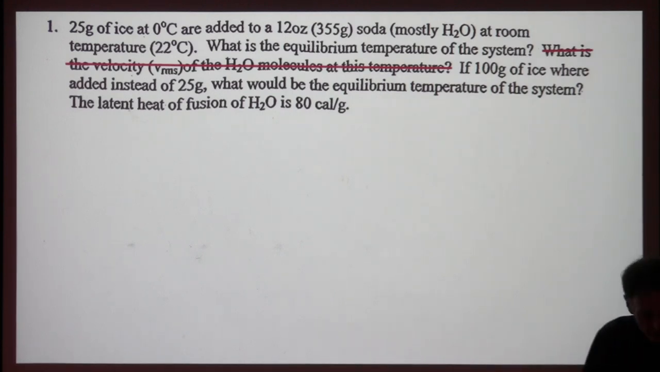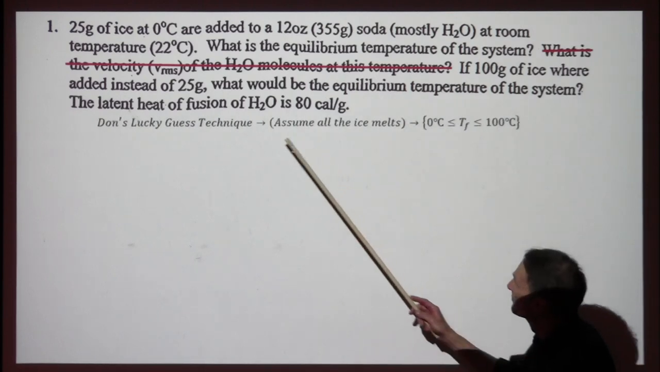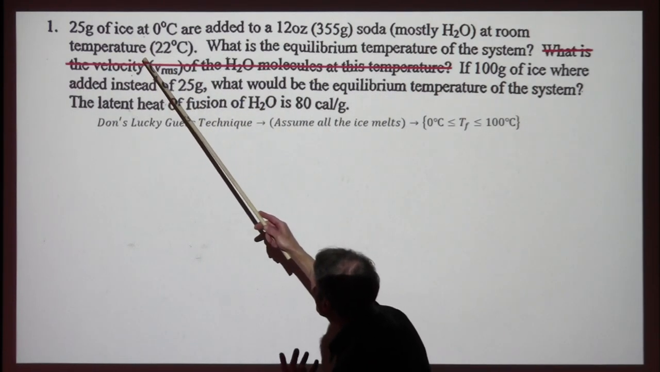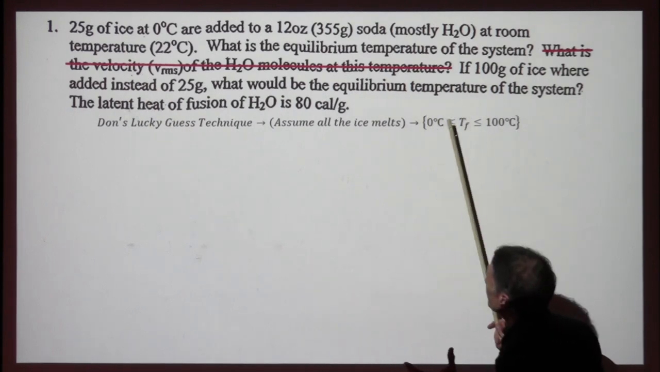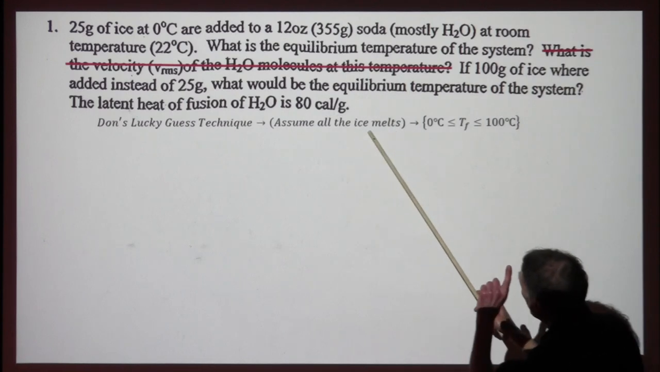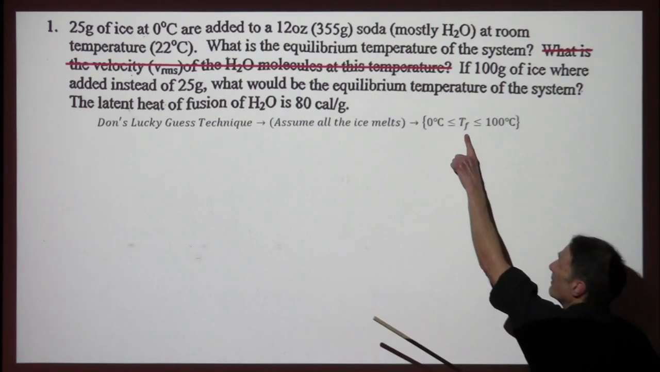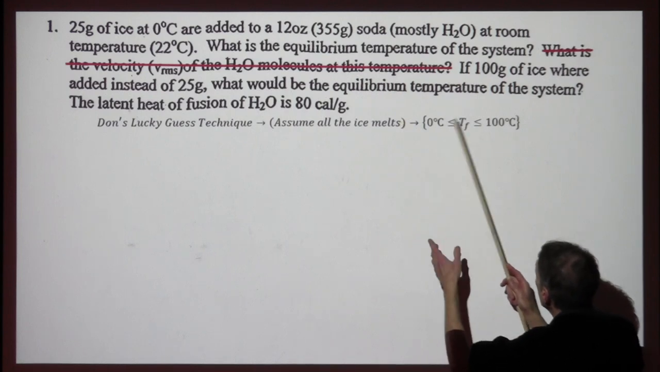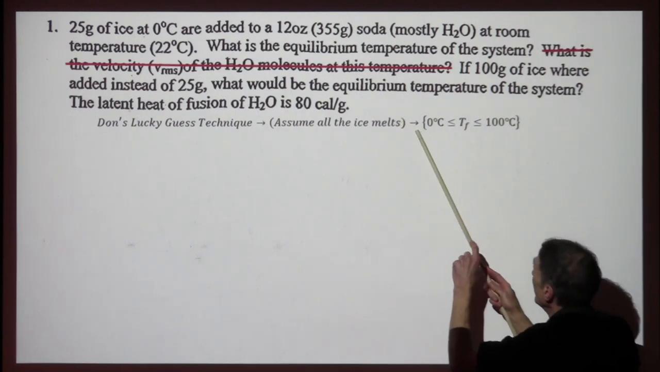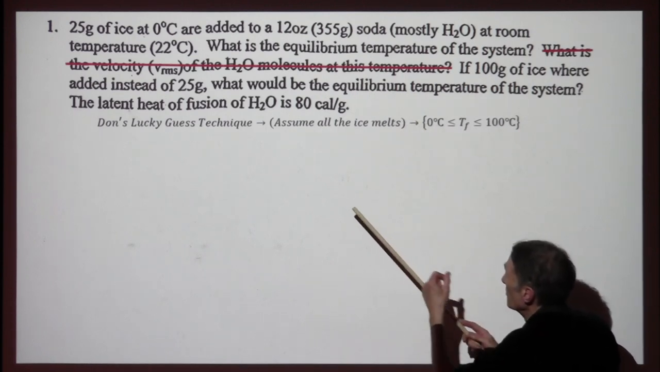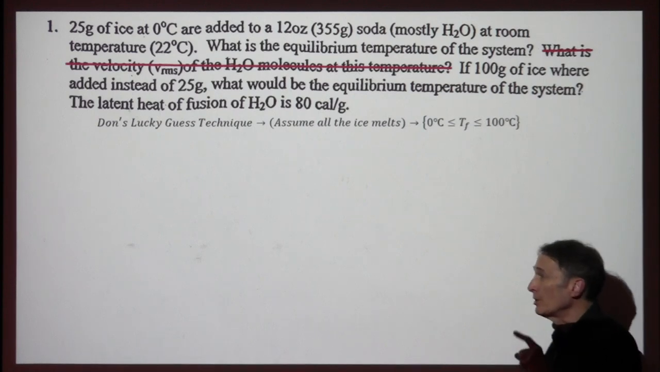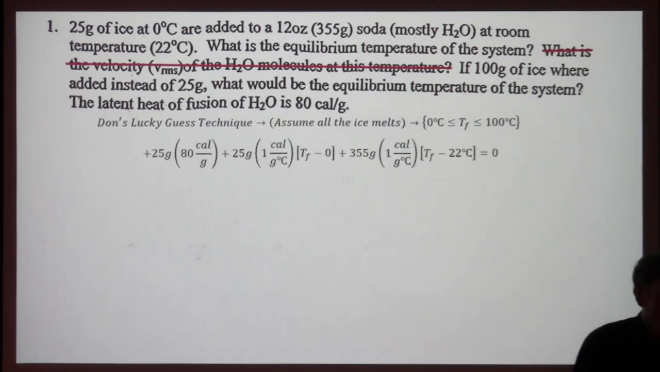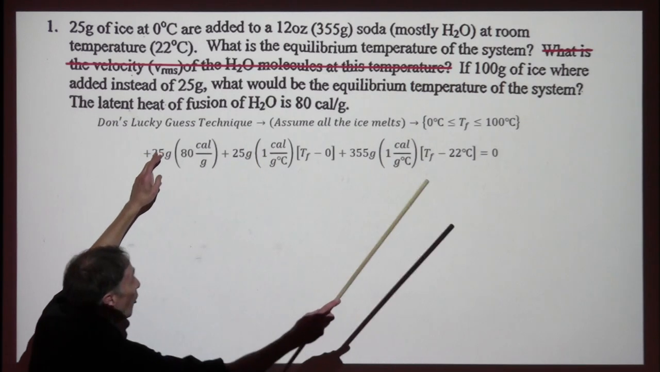The way I like to do it is what I call my guess technique. I'm just going to make an assumption. Intuitively, I think I'm going to melt all my ice. And if I melt all my ice, this assumption requires that the final temperature has to be between 0 and 100. If it turned out to be negative or even greater than 100, we probably have done the math wrong, but then I would have to question my assumption. Since there's only really one solution, if I can find a solution that satisfies, I've got it done and I can quit work. So what we'll do, I'm going to just take adding up all my Q's.